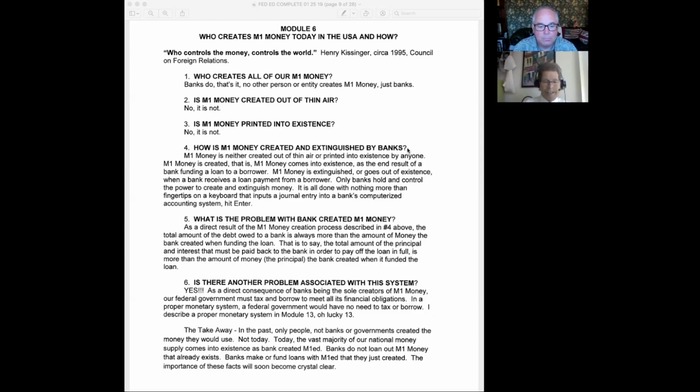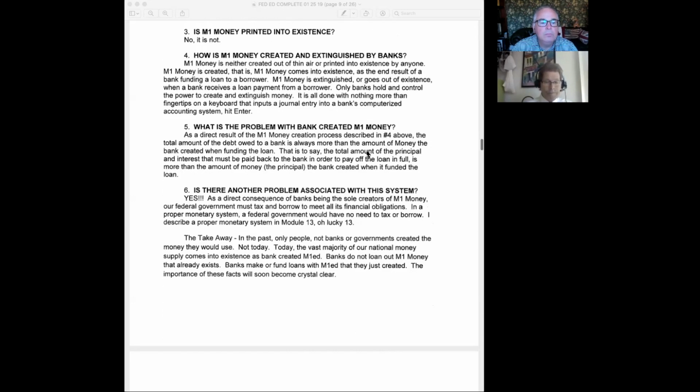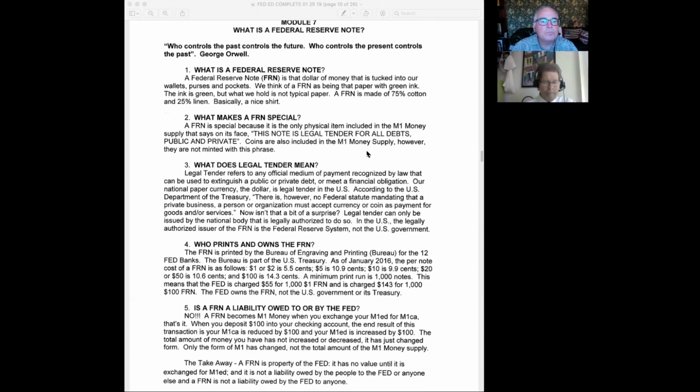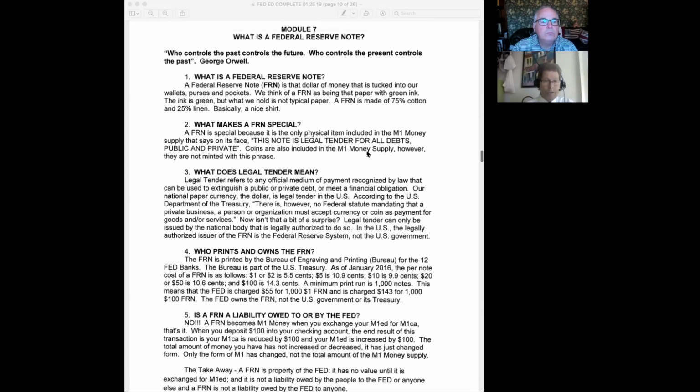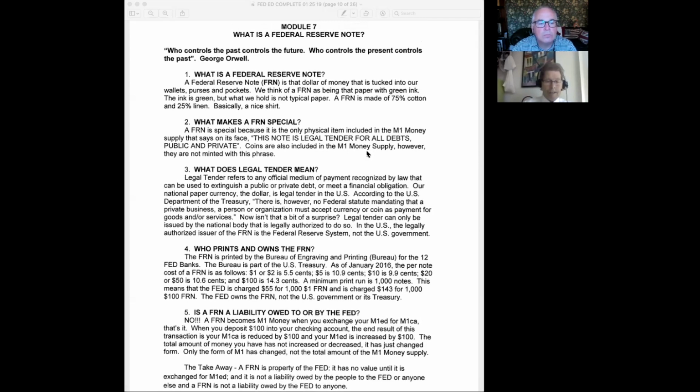Okay. We move on to Module 7, which is what is a Federal Reserve note. This is a very short quote at the top, so I'm going to read it. I really like it. Who controls the past controls the future. Who controls the present controls the past. George Orwell. This is about controlling history, and it's becoming a very prevalent thought nowadays, considering what's happening in different countries around the world.